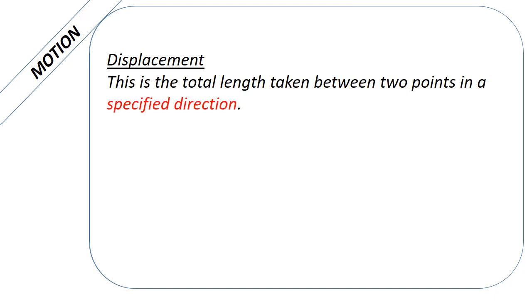The next property of motion we're going to analyze is displacement. What is displacement? Displacement is defined as the total length taken between 2 points in a specified direction. If you look close, you'll see that this is the definition for distance, but with some words added: in a specified direction. Therefore, displacement is just distance in a specified direction. The units for distance and displacement are the same, which are meters. However, displacement is a vector quantity, while distance is a scalar quantity.